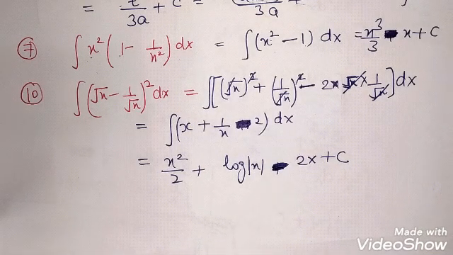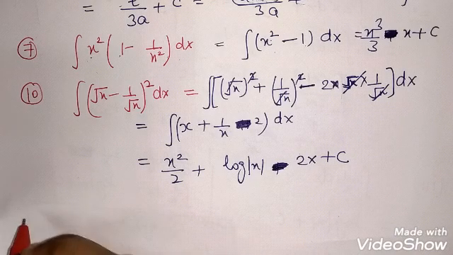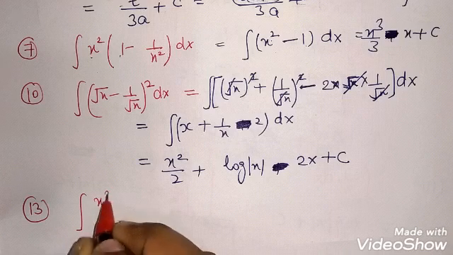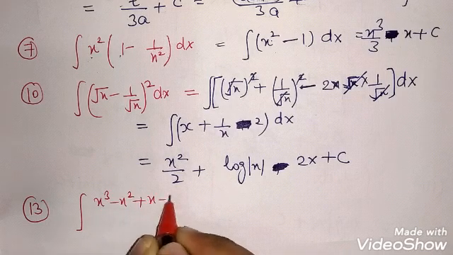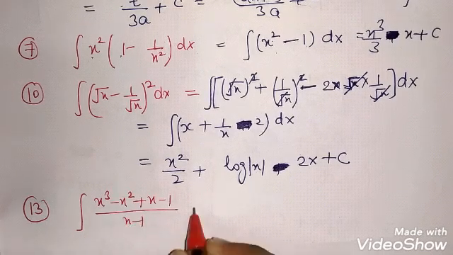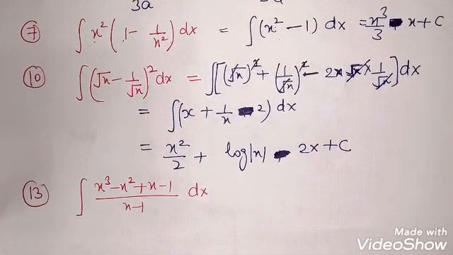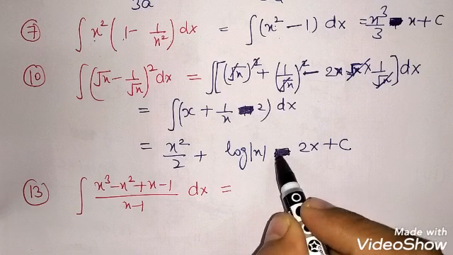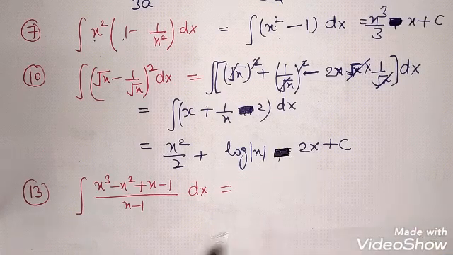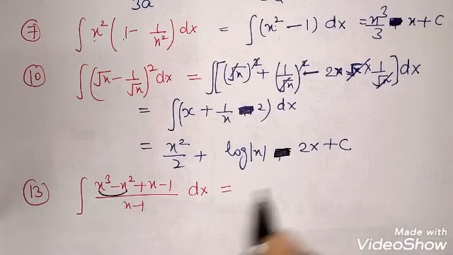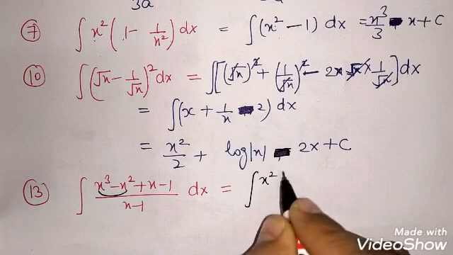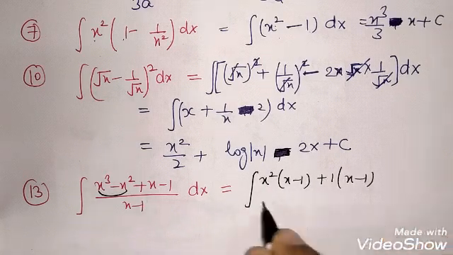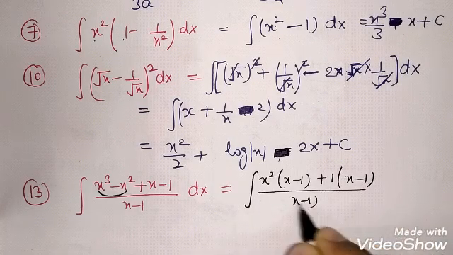13th. This is exercise question number 13. Integration of (x cube minus x square plus x minus 1) upon (x minus 1) dx. What you are going to do over here is, this is negative in the first part. See, I can take out common x square from here. This is x minus 1. I can take out common 1 from here. This is again x minus 1. Upon, in denominator, this is again x minus 1 dx.